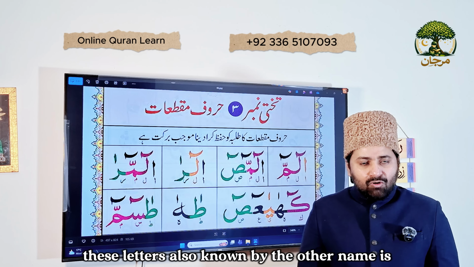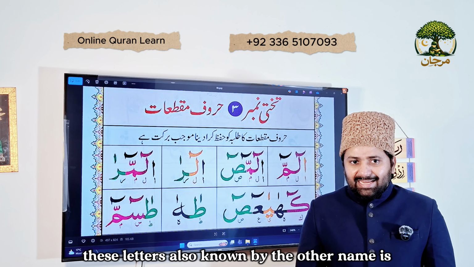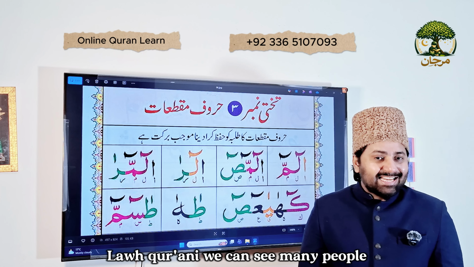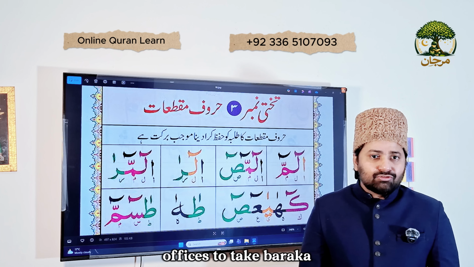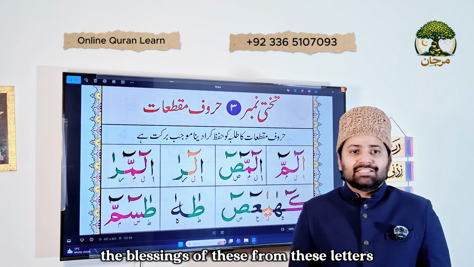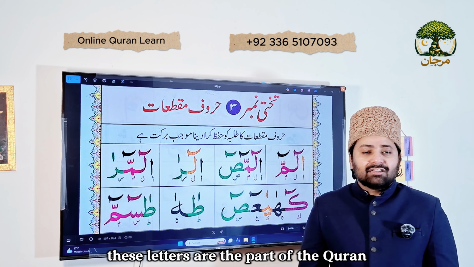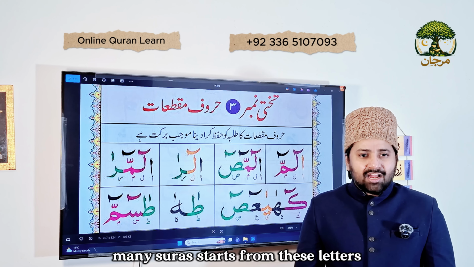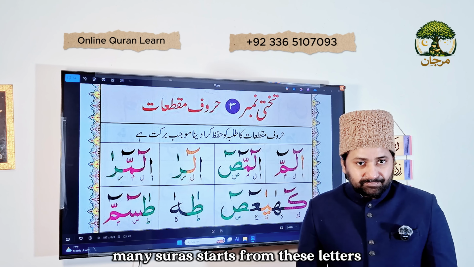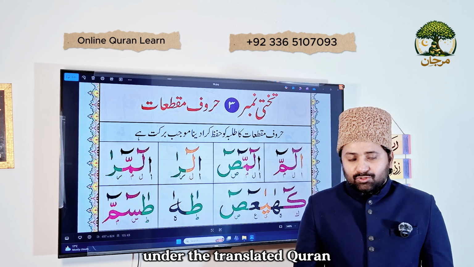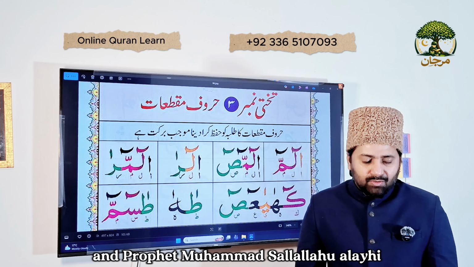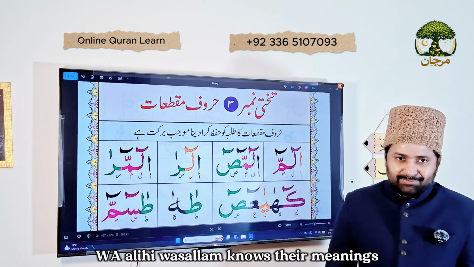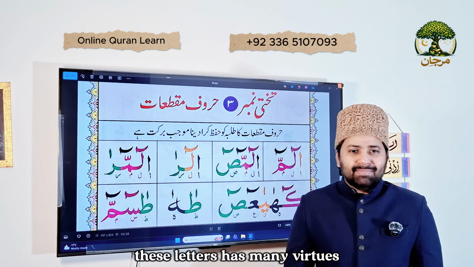These letters are also known by another name, Lawh Qur'ani. We can see many people frame them in their houses and offices to take barakah, the blessings from these letters. These letters are part of the Quran. Many surahs start with these letters. We can see there is no translation for them in the translated Quran. Only Allah subhanahu wa ta'ala knows their meanings, and Prophet Muhammad sallallahu alaihi wasallam knows their meanings. These letters have many virtues.